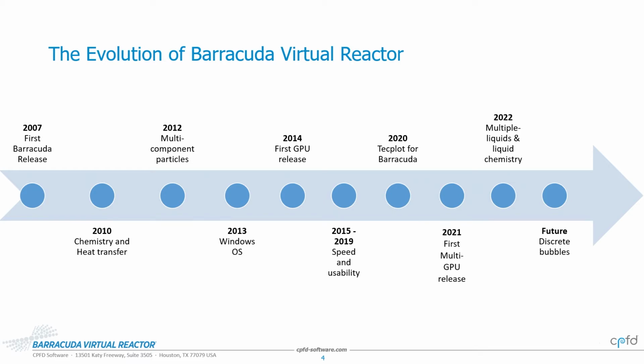we're still continuing on multi-GPU development, and I'll talk about that, but also have shifted to a heavy emphasis on improving our vapor liquid solids capabilities, both for compressible simulations and incompressible. The first part of that was in our version 22 release last month, where we added multiple liquid chemistry capabilities, and then in the future we're working on discrete bubbles and the complexity that goes with that.